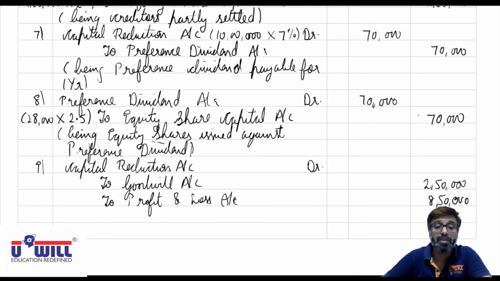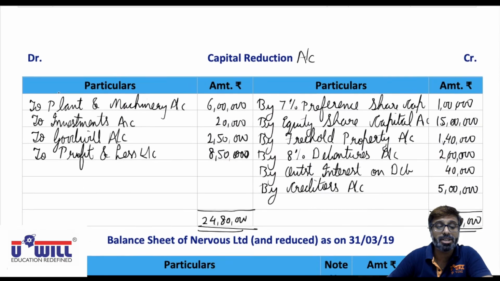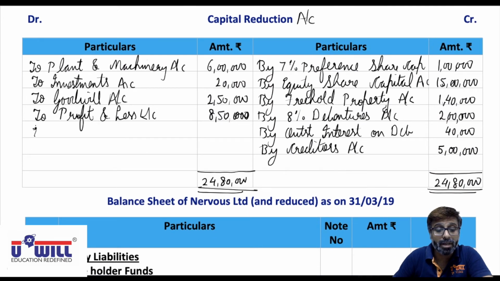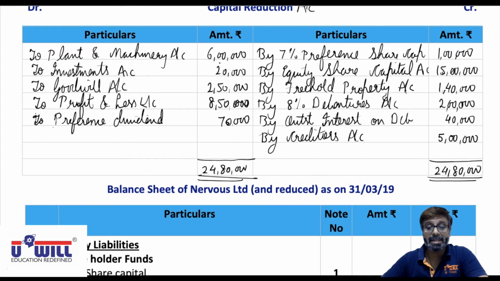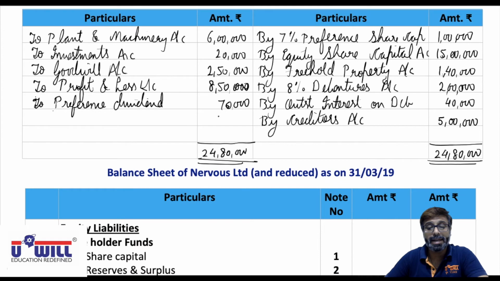Okay, we forgot the entry of capital reduction to preference dividend, 7th adjustment. That will also come over here, to preference dividend account 70,000. This entry will also come over here. Now 24,80,000 minus 8, 10, 16, 17, 17,20, 17,90. So 6,90,000 amount will remain.